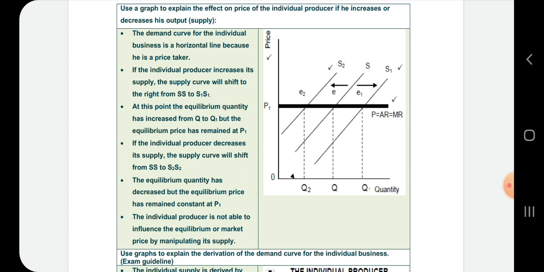So the individual producer is not able to influence the equilibrium or market price by manipulating its supply. Whether the producer in a perfect market decides to produce more or less, that does not mean they can up the price. It cannot be, because they are price takers.